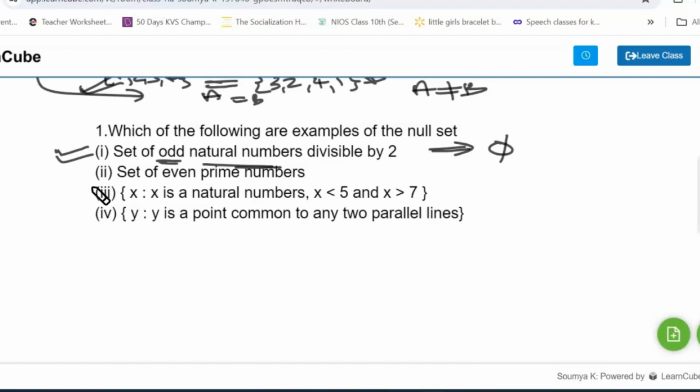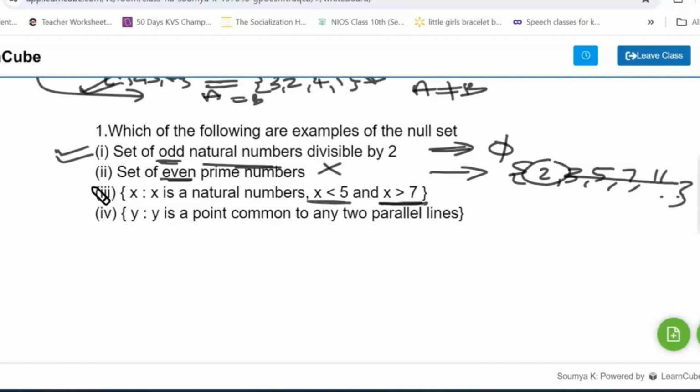Then comes the second one, that is the set of even prime numbers. You have a list of prime numbers: 2, 3, 5, 7, 11. These are prime numbers, the numbers divisible only by themselves and 1. Even prime number means, since these are all odd numbers, only 2 is in the list. Since an element is present in the set, it is not a null set or not an empty set. So this is not a null set.